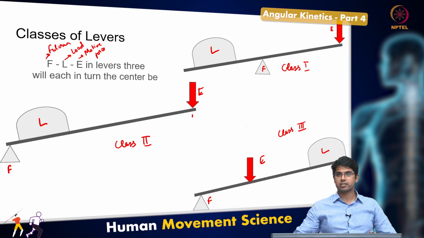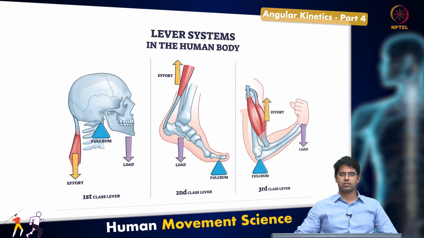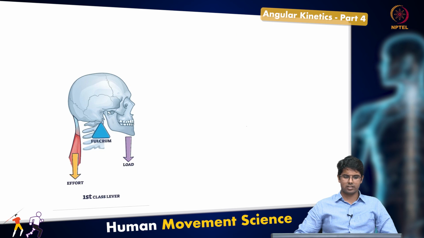So why are we discussing levers of all things? It's because there are a lot of points in the human body which act as levers. Okay, and all three types of systems can be found here, right? Let us discuss each one of these. So let's take a look at the first class of levers, right?